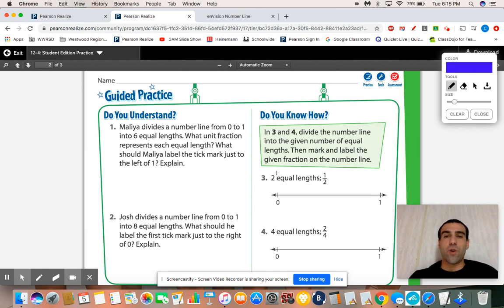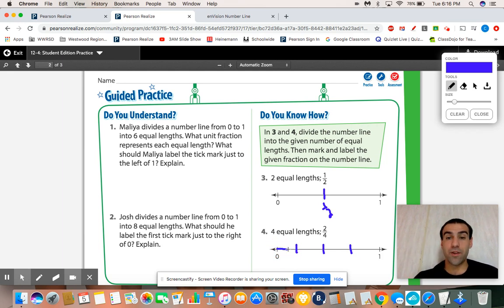So 0 to 1, it's 2 equal parts. This one's easy. 2 equal parts, I can just pop this down right in the middle. I have 2 equal parts. This is 1, this is another. And then you label it, so this will be 1/2, okay? Now, the next one says 4 equal parts. So if I come here, I'm going to go 1, 2, 3. Oh, sorry, guys. 3, and then this will be my 4th.